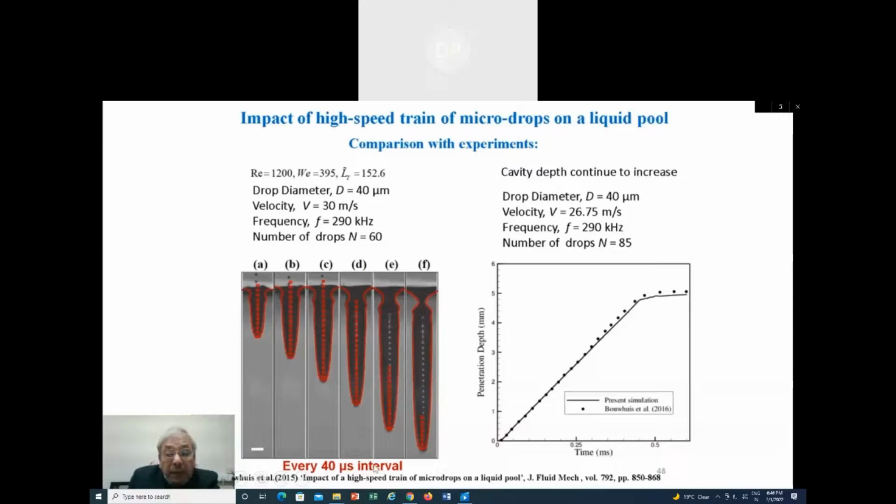Then again, we did yet another comparison. This case study was for a drop diameter of 40 micron, a velocity of 26.75 meters per second, frequency again 290 kilohertz, and number of drops 85. We found the penetration depth, and you can see the penetration depth finally becomes asymptotic. This line is our computational result, and the dots are the results of Biswas et al. So we had an extremely nice comparison.